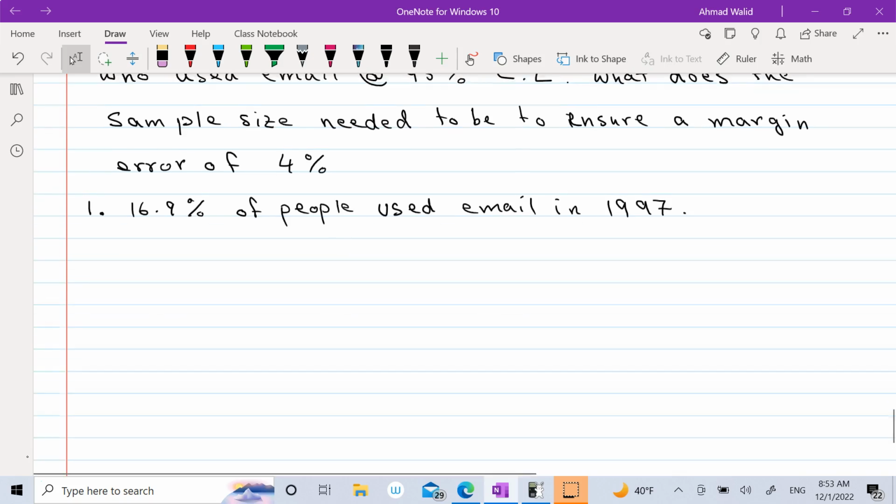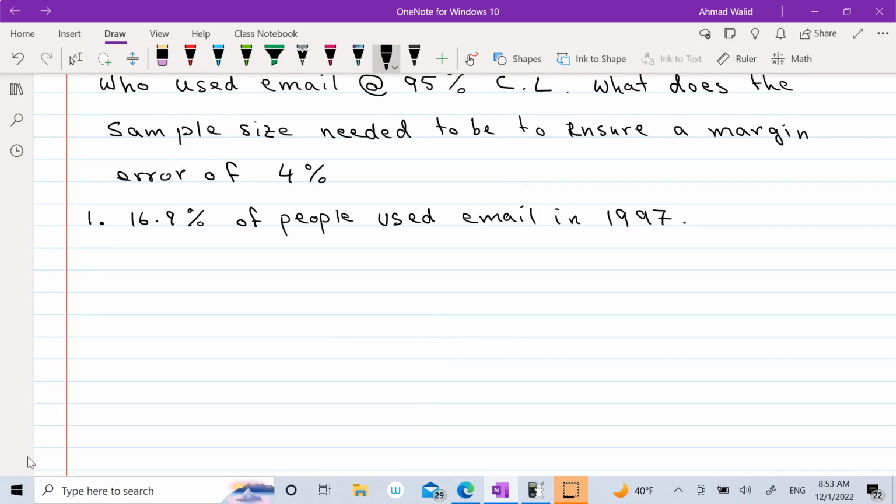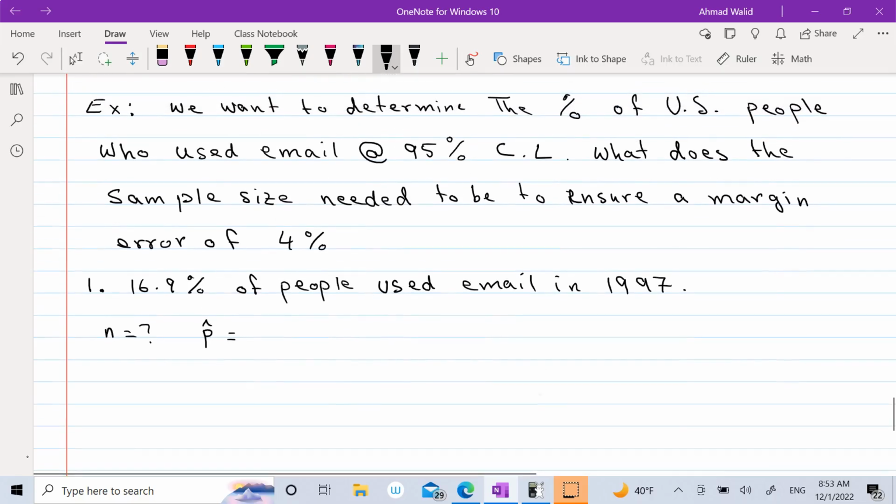Correct? The first thing to do is identify what sample size is needed. You're looking for n. How much is my p hat? The probability of success should be given somewhere in this problem. You see, 16.9% of people used email in 1997. That's your p hat. If you change 16.9 to decimal, it gives you 0.169.